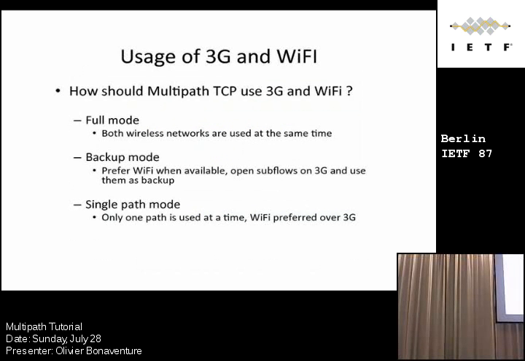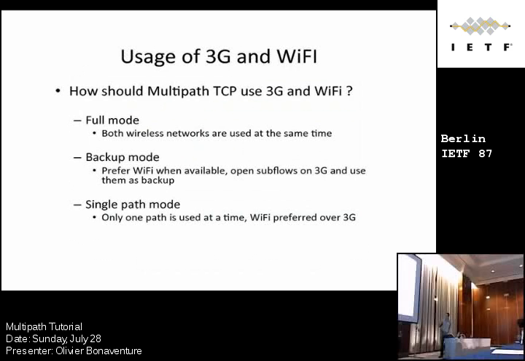We then ported Multipath TCP on smartphone, and we have a version running on Android. And for that, we developed different modes of utilization of the wireless interfaces. The first mode is the full mode, so we use both 3G and Wi-Fi at the same time. This is what you would do if you had, say, an unlimited plan over 3G. We have backup mode, where we prefer Wi-Fi when it's available, and we open the subflows on 3G, but use them as a backup only. And we have the single path mode, where only one interface is used at a time, but we can move the Multipath TCP connection from one interface to another.